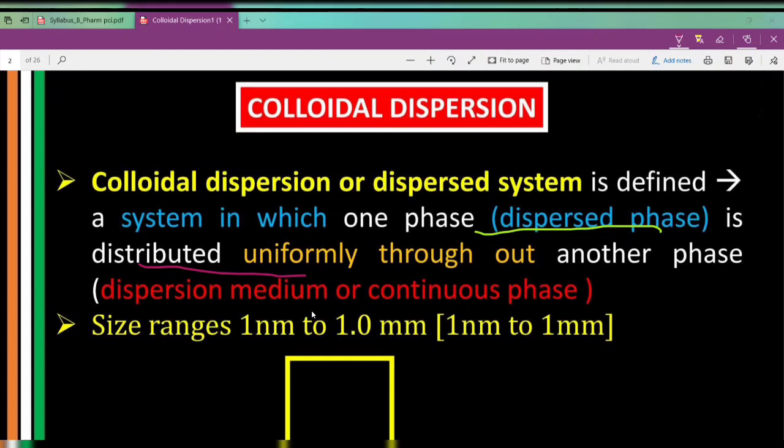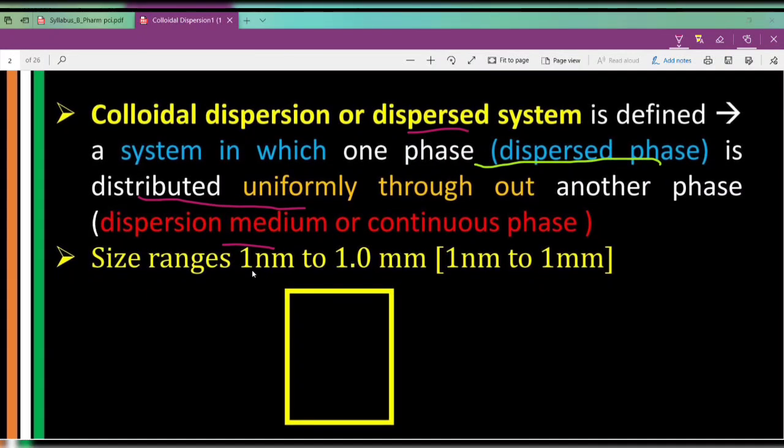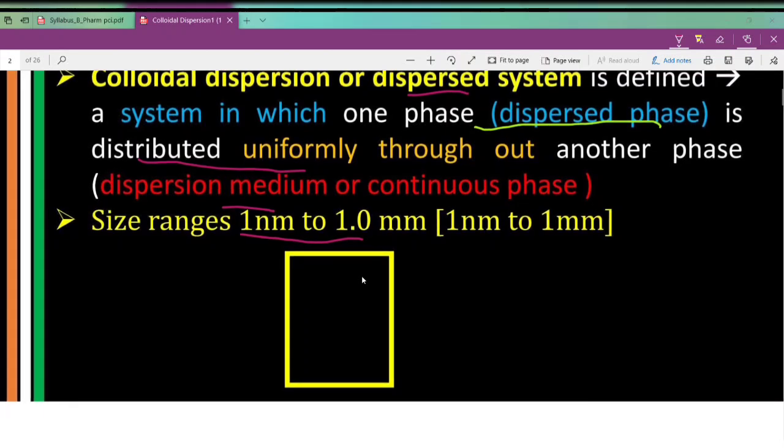Basically the particle size ranges from 1 nanometer to 1 micrometer. And dispersion means there should be a dispersed phase and one dispersion medium, also called the continuous phase. So it is a polyphasic system, or we can say a heterogeneous system. That is the concept. After that, I will explain how we can classify all these things. The dispersion medium you have already understood, and the particle size range, from 1 nanometer to 1 micrometer, you have to remember.